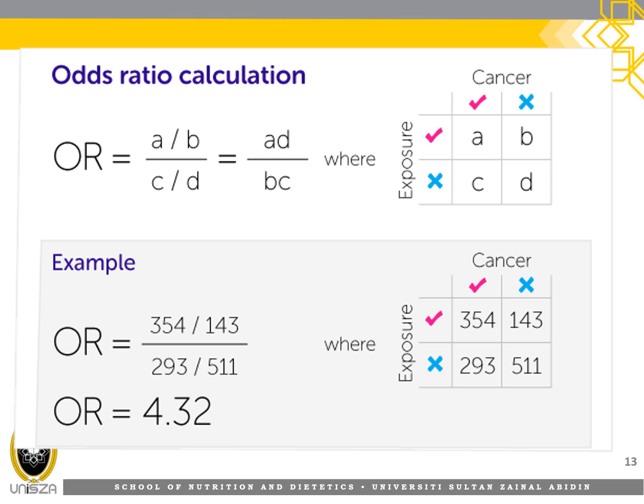The working example uses a similar figure to the relative risk calculation. Therefore, the odds ratio is 354 divided by 143, and this total is divided by 293 divided by 511. You will get an odds ratio of 4.32.